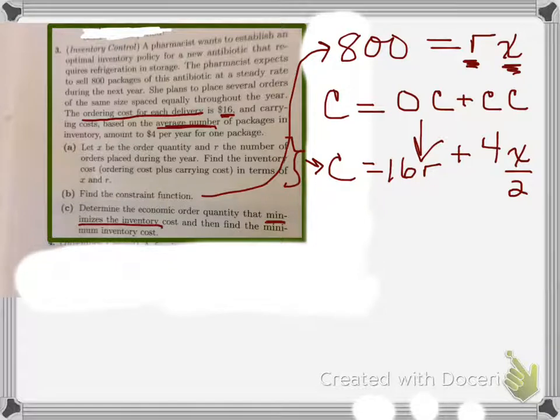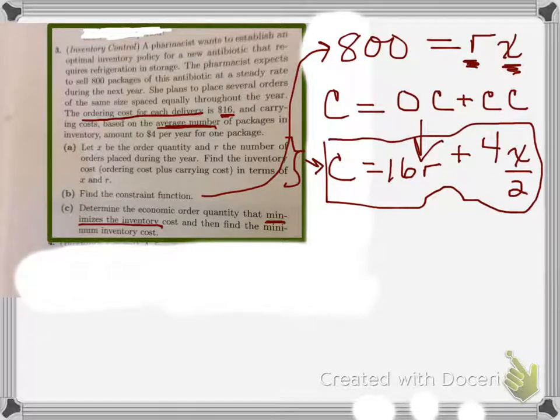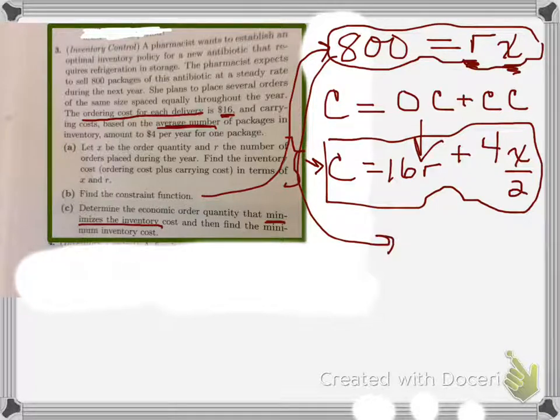This is an optimization problem. Here is our objective function, which is our cost equation. And we need to use the constraint, which is up here, to have our objective function be written in terms of only one variable. So what I did was the following. I'm going to rewrite our cost in terms of the one variable, but in order to do that, I'm going to take this 800 equals RX right here and say that 800 over X equals R.